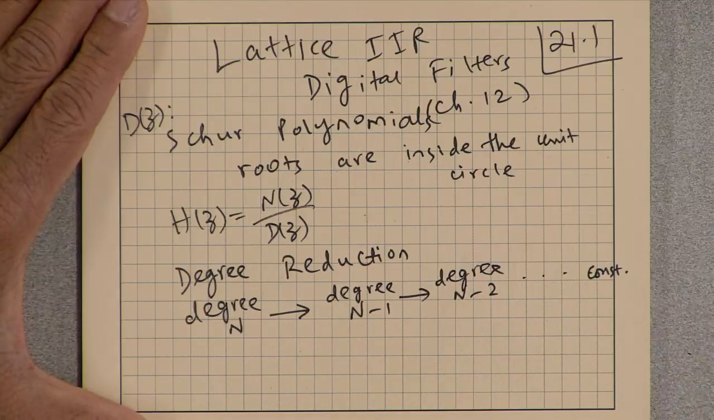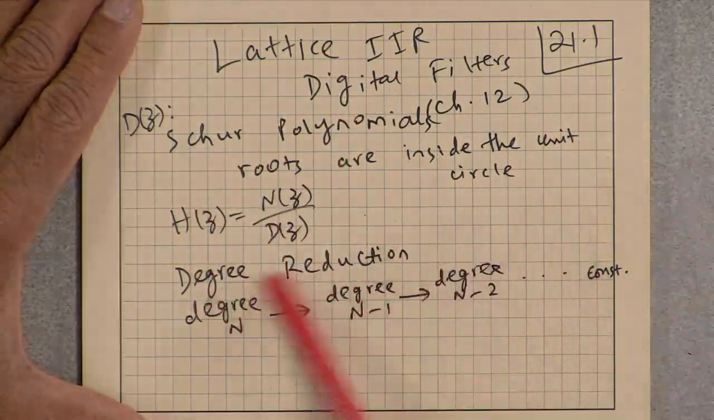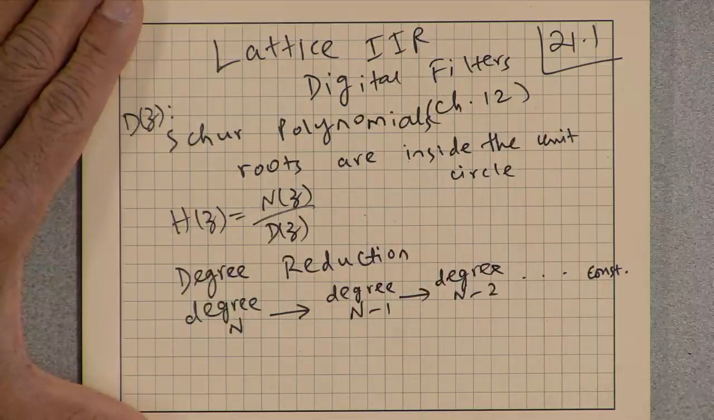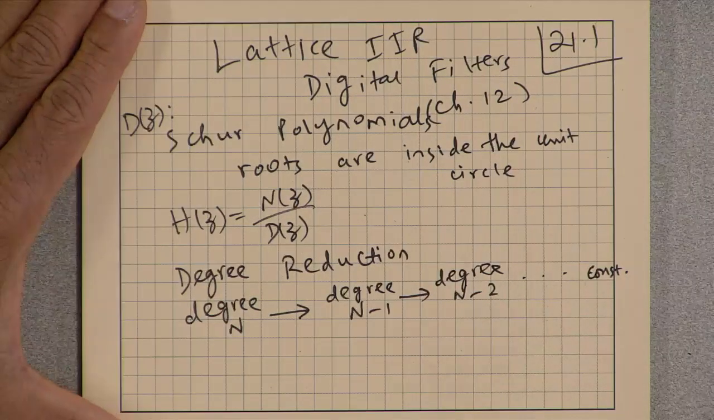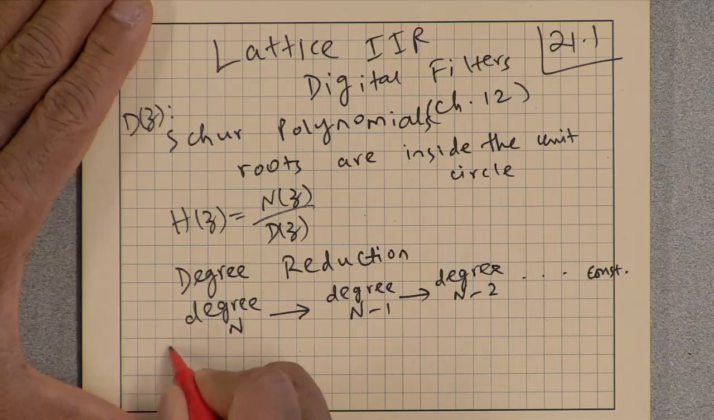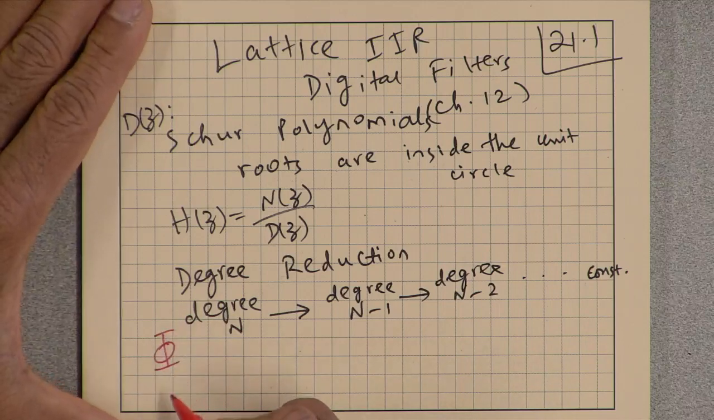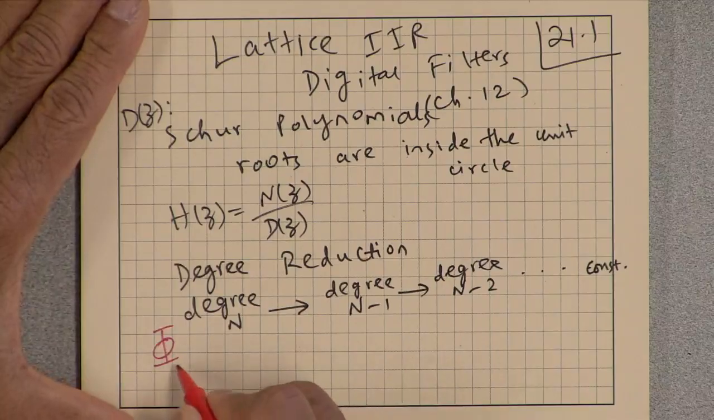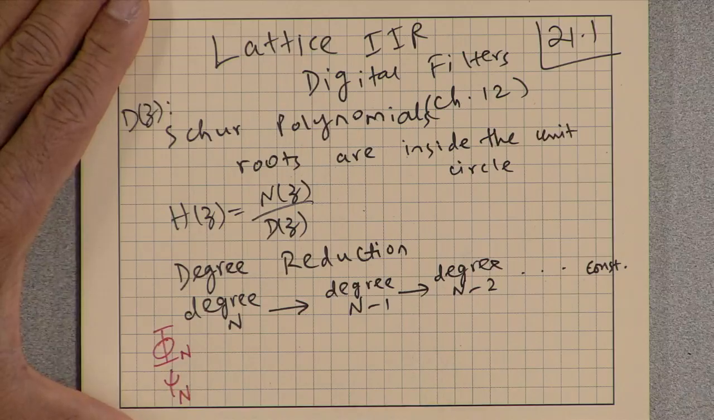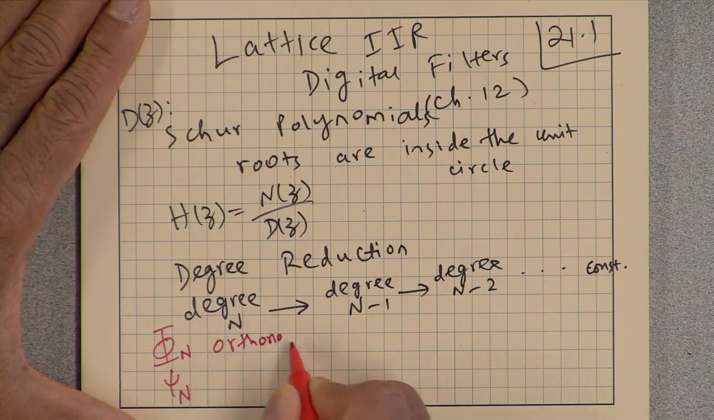So we can design many kinds of lattice filters depending on the type of degree reduction process that we use. The book has 3 types of polynomial degree reduction processes, but the 2 of them that we should definitely study, I'm not sure yet about the third one. So the 2 polynomials called phi n and psi n. So this polynomial is an orthonormal polynomial.